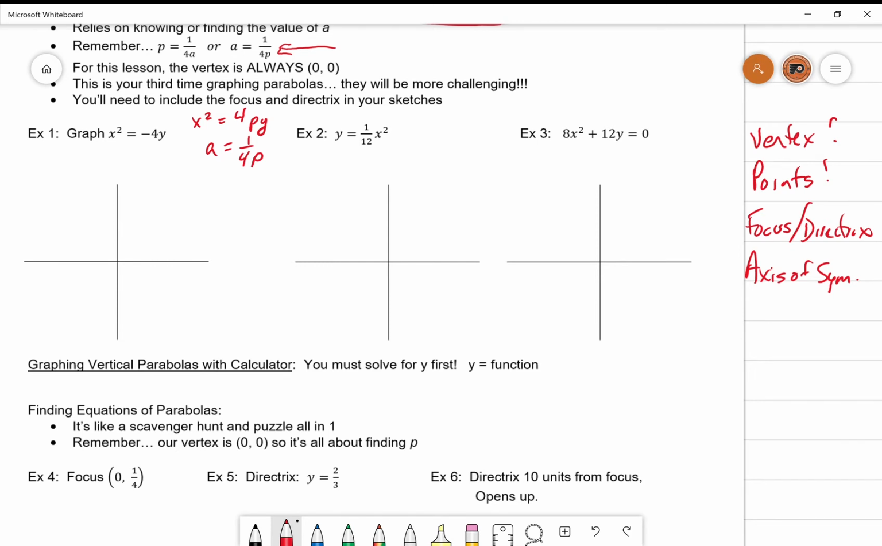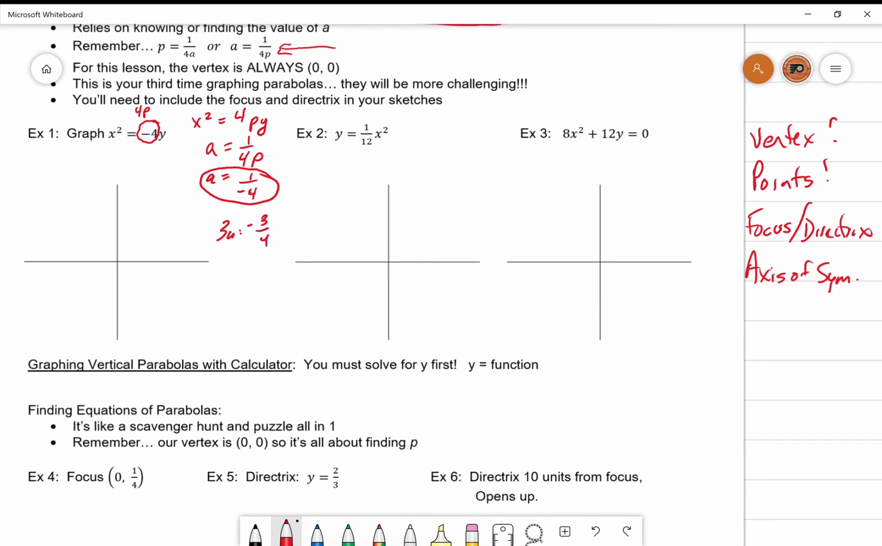So if you look at our problem right there, that's 4p. Negative 4 is that value in front of y, so that represents 4p. I'm going to put negative 4 into this fraction, and now I have no letter A. It's negative 1/4. So if I want 3A, I take 3 times that, and I get negative 3/4.